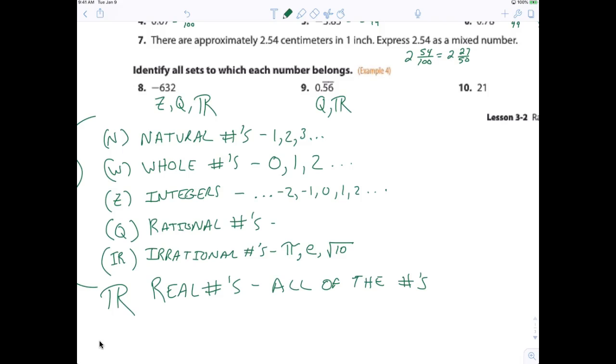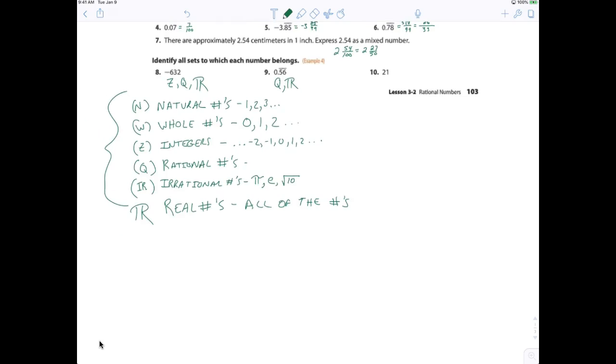All right, 21 now. Here we go. Is 21 a natural number? Yes. Is it a whole number? Yes. Is it an integer? Yes. Is it rational? Yes. Is it irrational? No. Is it real? Yes. There you have it, guys. That wasn't bad.